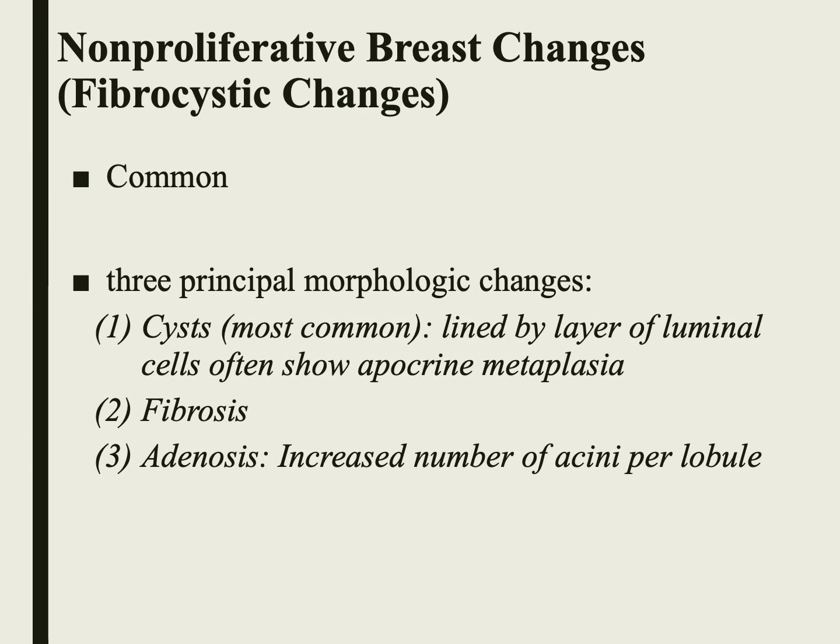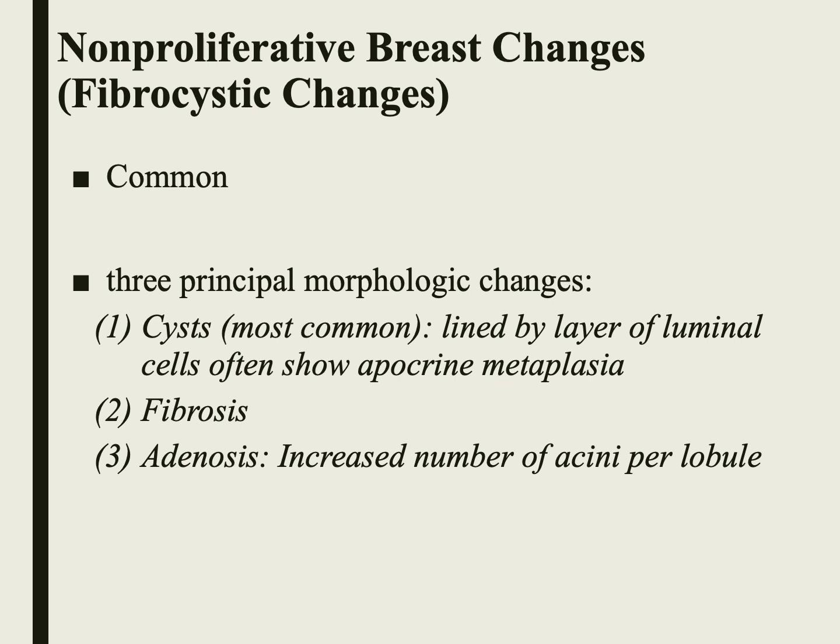The first group in the benign epithelial lesions is called non-proliferative breast changes, and this reflects that those lesions are non-proliferative, which means that they are lined by only a single layer of luminal cells and a single layer of myoepithelial cells, so there is no epithelial proliferation. Those lesions are also called fibrocystic changes. So the morphologic patterns in these lesions include fibrosis and cyst formation.